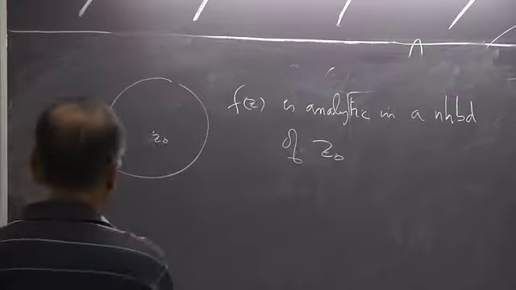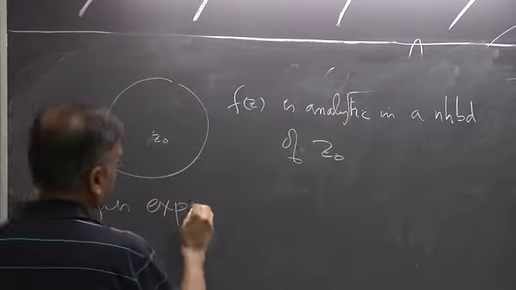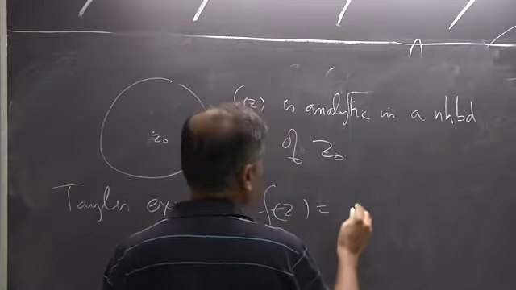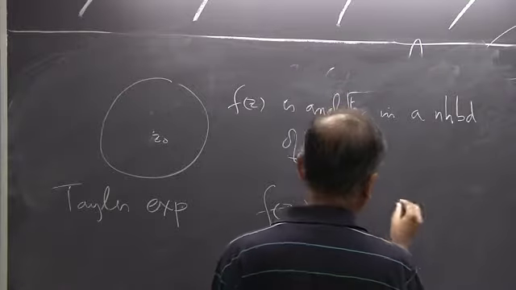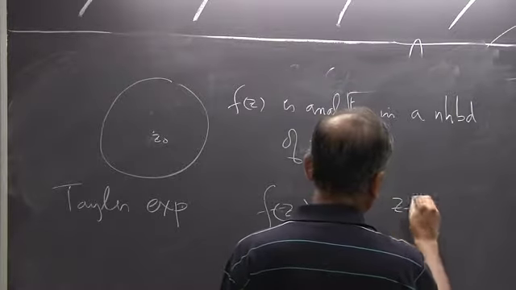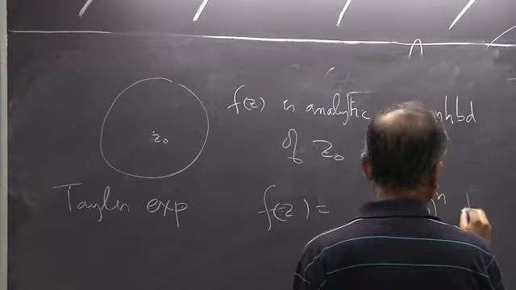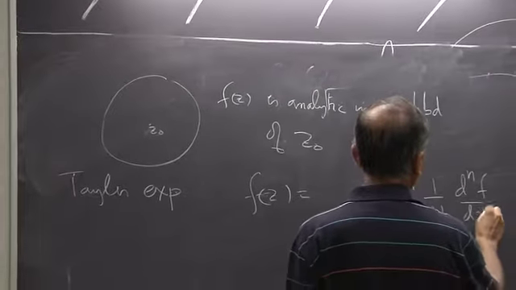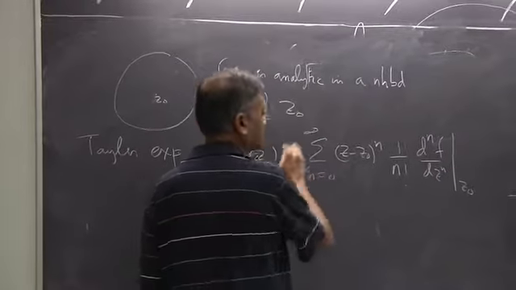And the Taylor expansion basically gave f of z equal to the sum of a_n times (z minus z0) to the power of n, where a_n is 1 over factorial n times d^n f over dz^n evaluated at z0, right? This was the Taylor expansion.